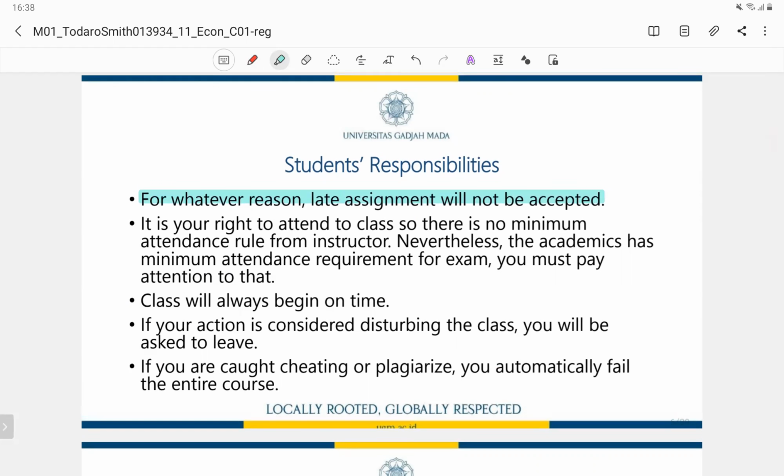Okay. And then the second one is it is your right to attend the class. So there is no minimum attendance rule from the instructor.